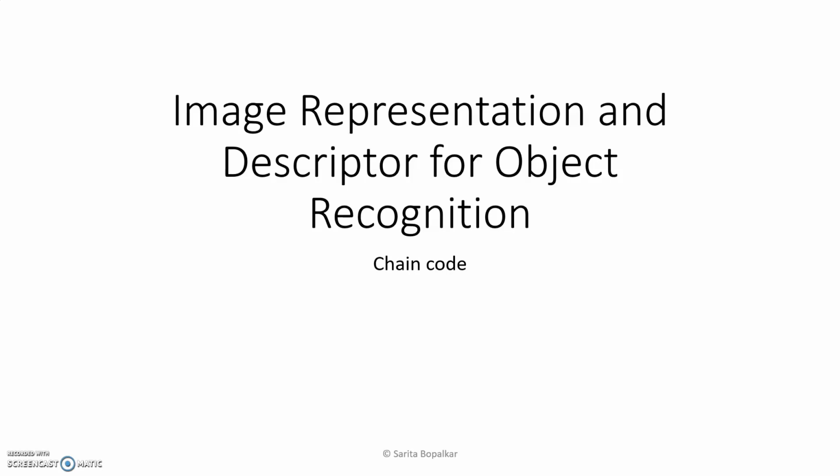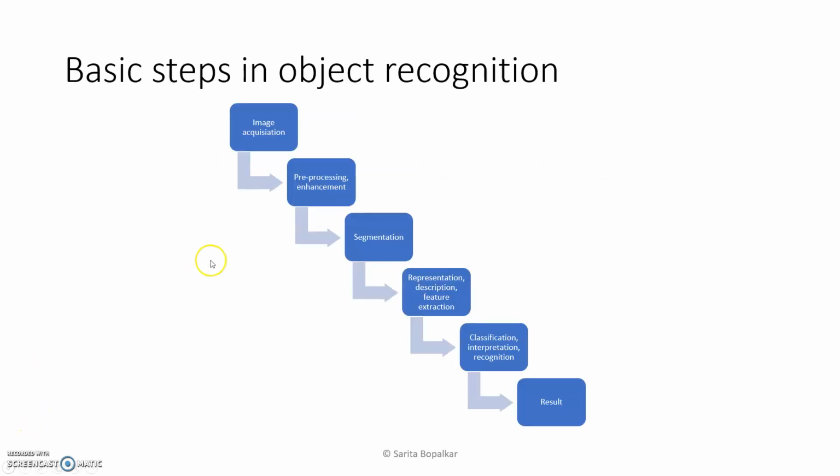In the real world, we humans perform object recognition very easily and instantaneously. Like in a scene, we can easily recognize a tree, a car, or different objects. But to implement this object recognition by machine, we need to develop an algorithm. These are some basic steps in object recognition.